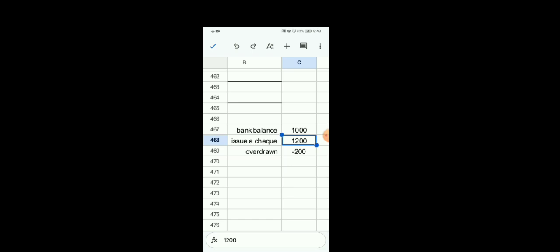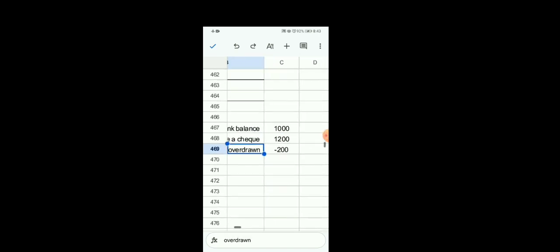So you have taken a short term loan of 200 rupees, within 2 days you will return. But right now, at this stage, you have drawn over and above the amount which was present in your bank account. That is why it is called overdrawn balance. How much you have overdrawn? 200. Overdrawn is short term loan. It means it is just to be considered as your liability, and it should be written on the credit side.